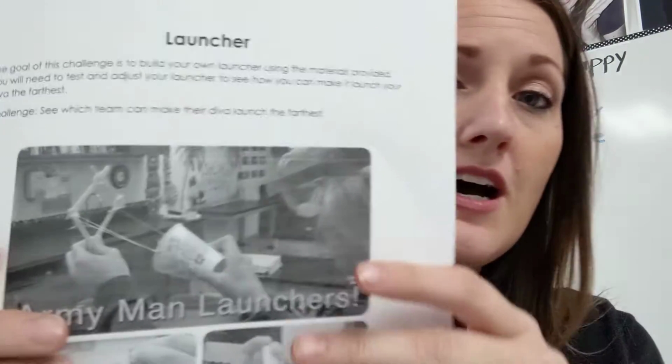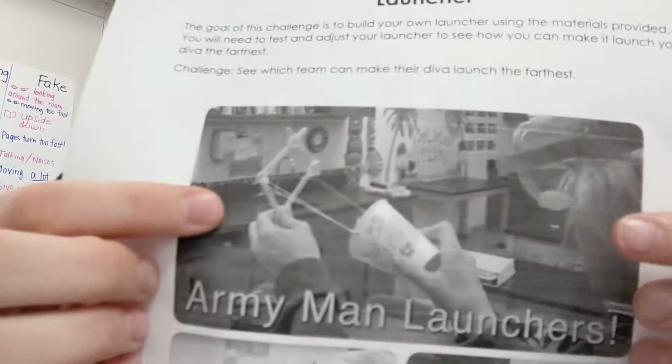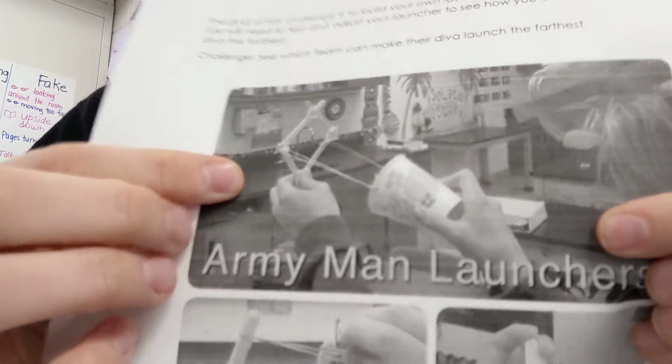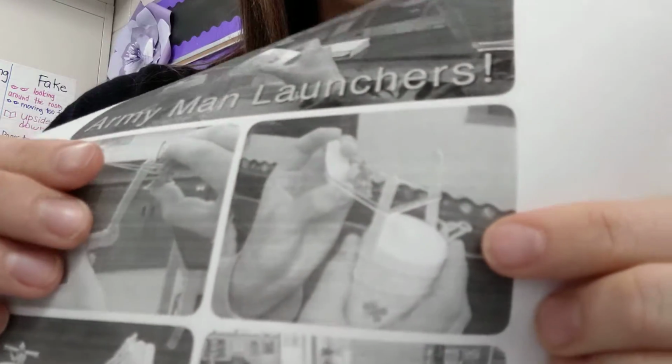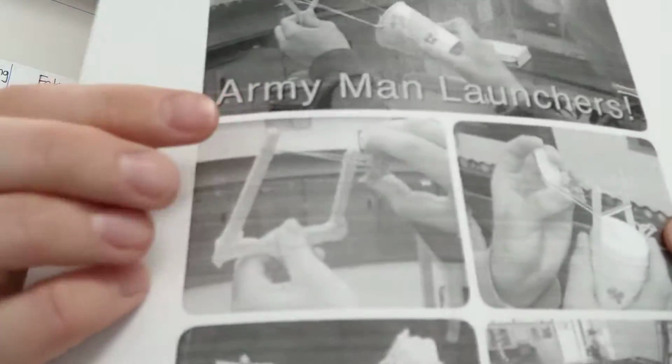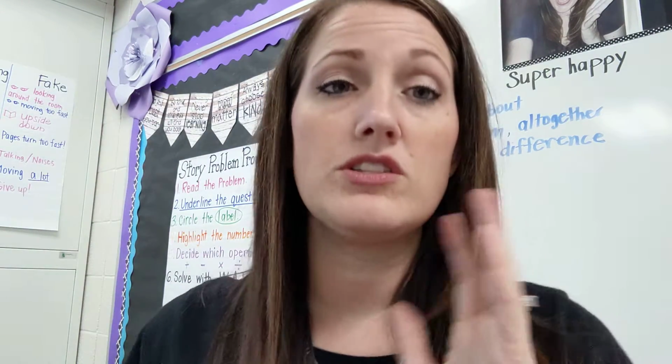I am going to give you a couple of ideas of what your launcher could look like. You can make what this person made, kind of like a slingshot using the cup. This person made more of a catapult. That's also like a slingshot. This one's a catapult, and that one is hard to see, but it's kind of a slingshot as well. So it looked like a lot of people went for slingshots or some kind of catapult.